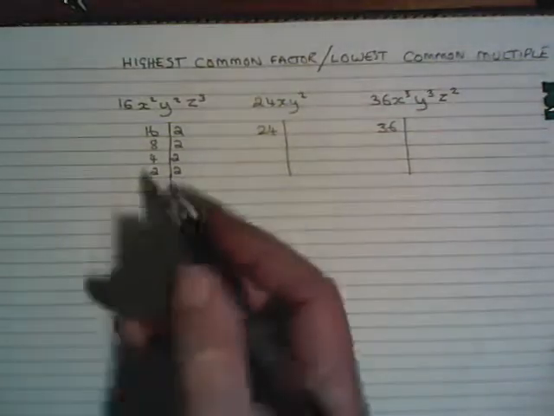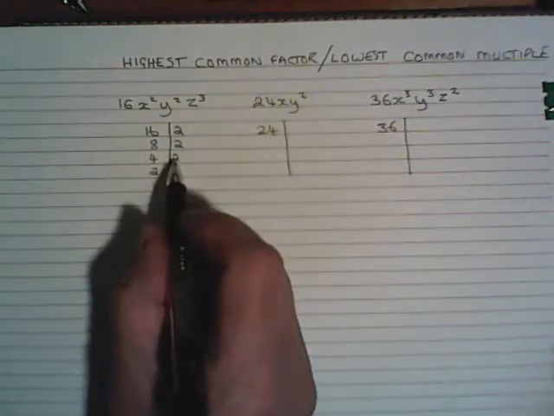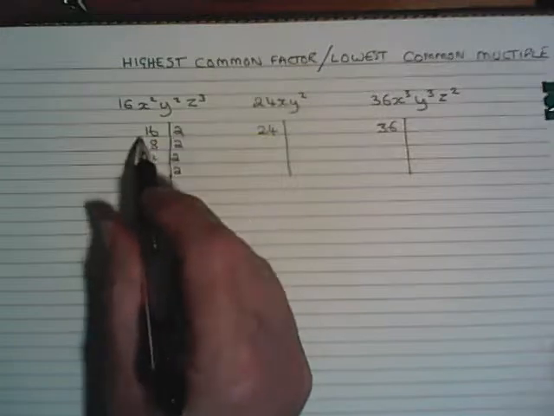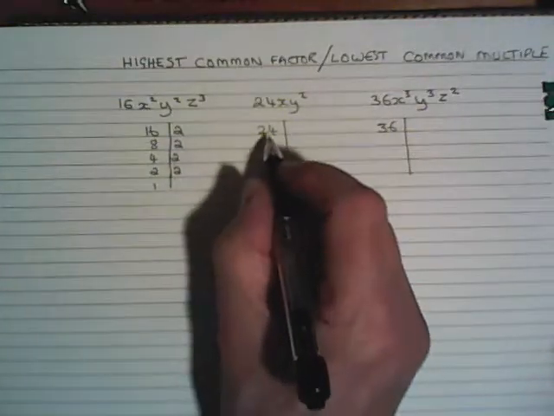Once we get down to 1, then we've actually solved it. 2 times 2 is 4, 2 times 4 is 8, 2 times 8 is 16. We've just proved that that's true.